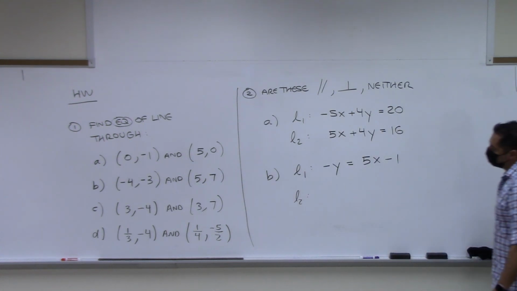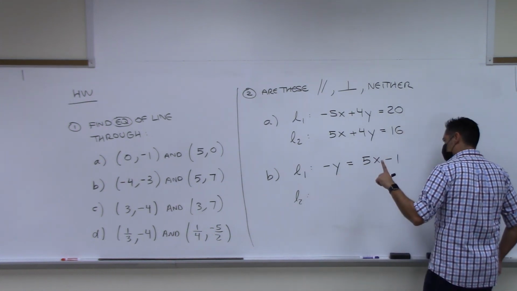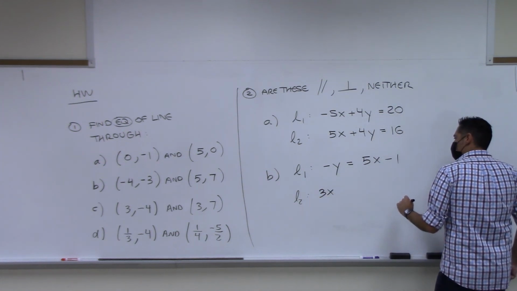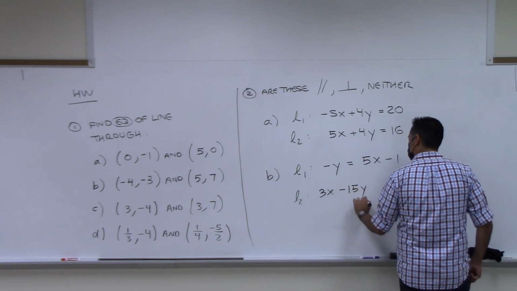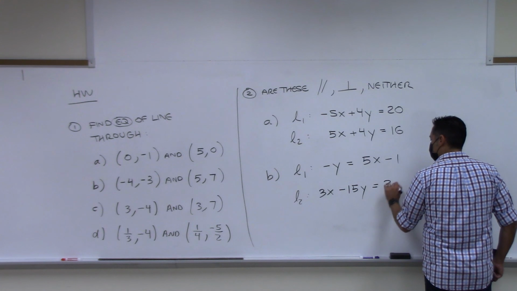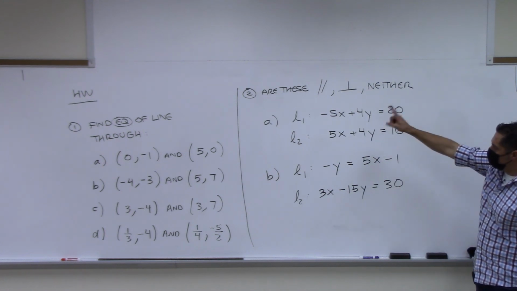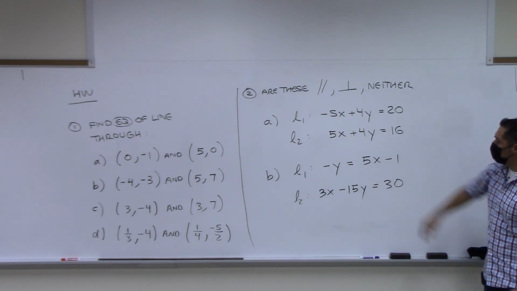And L2 is, see here. Hold on. 3x minus 15y equals 30. Understand what you're supposed to do on those? Yeah, we did like this in class, right? You're just figuring out, are these two parallel, perpendicular, or neither?